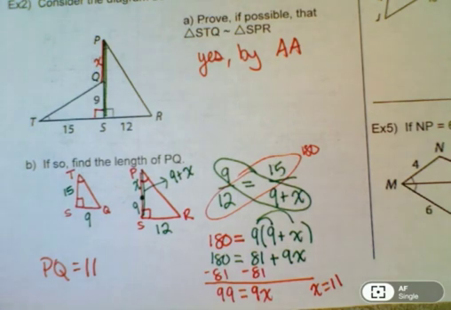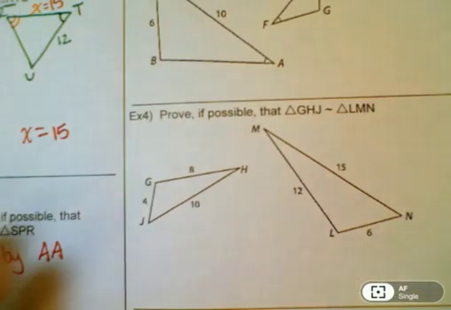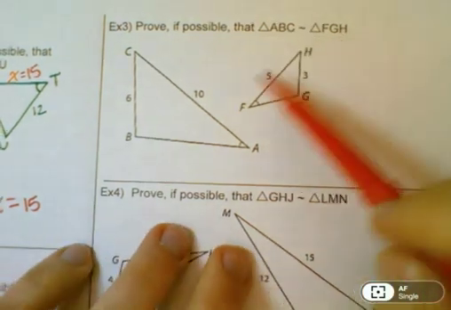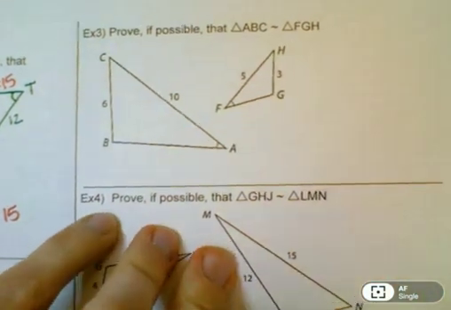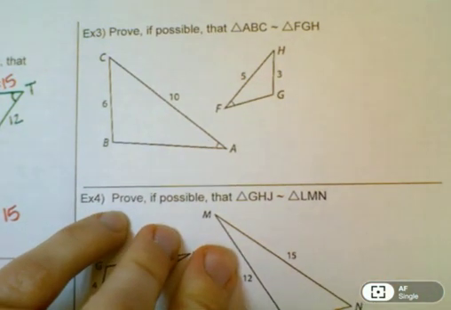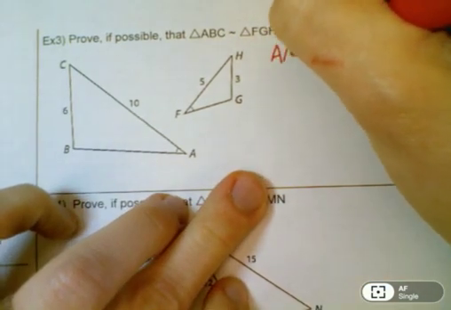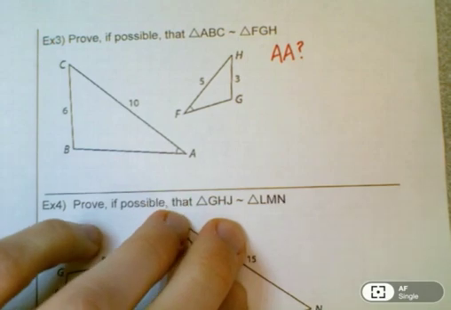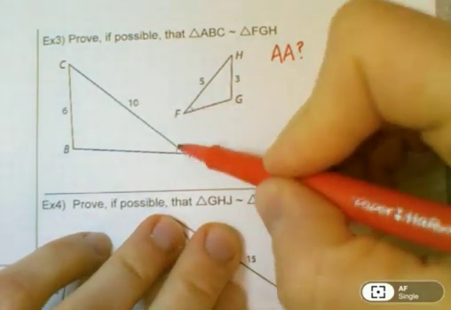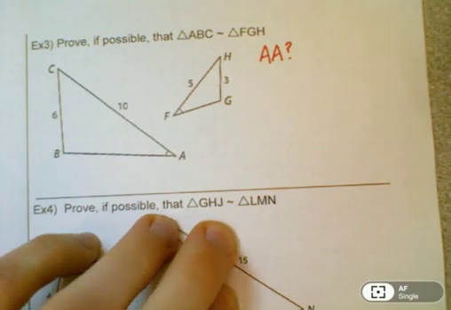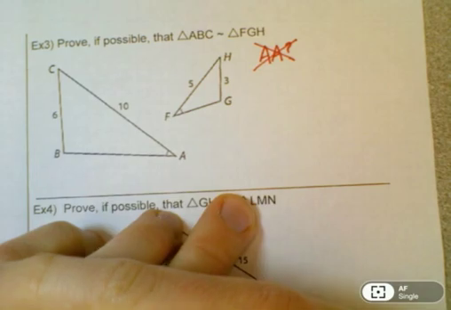Okay, moving right along, example 3. With example 3, it says, prove if possible that these two triangles are similar. So first I'm going to look for AA. And I'll just write down AA question mark. So I've got one angle, and that's it. And there's no information here that would lead me to find another one. So AA does not work.